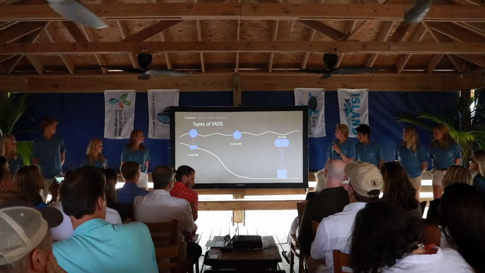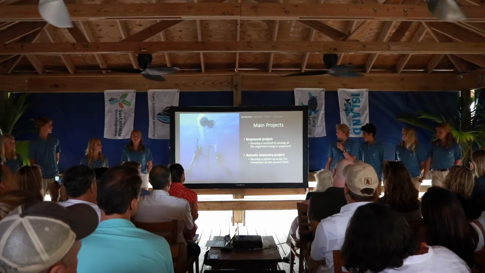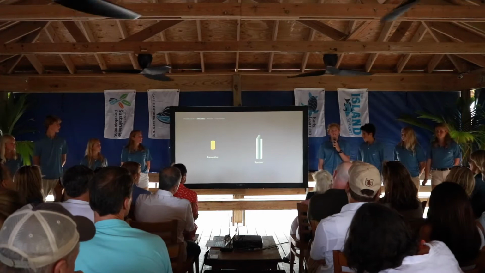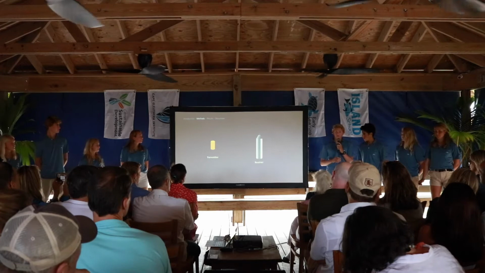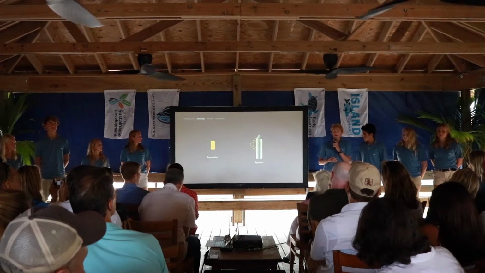Moving on to our next project, acoustic telemetry. Acoustic telemetry is knowing the location of something in a given space with sound. Our purpose in this project is to develop a system to study the movement of fish around a FAD. There are two main components to acoustic telemetry. First is a transmitter. The transmitter is what is placed on the fish and sends the information to the receivers. The receivers, in our case, are aligned on the FAD on the anchor line.